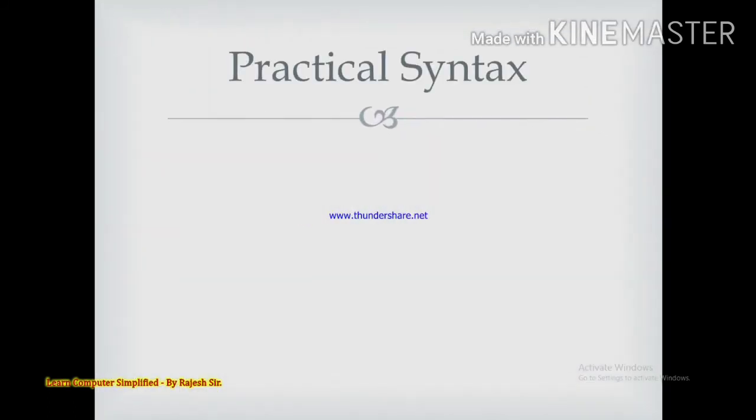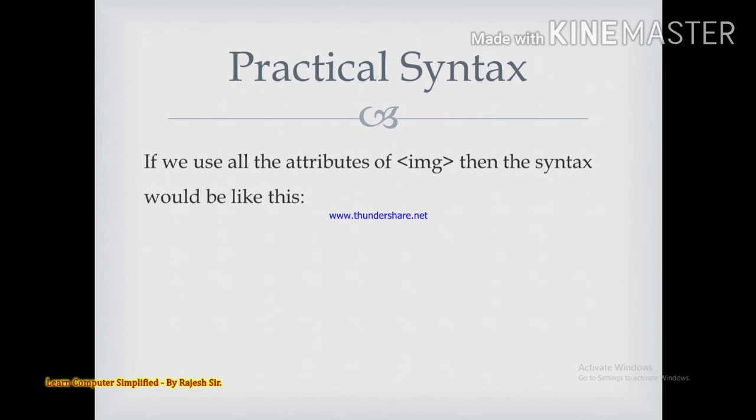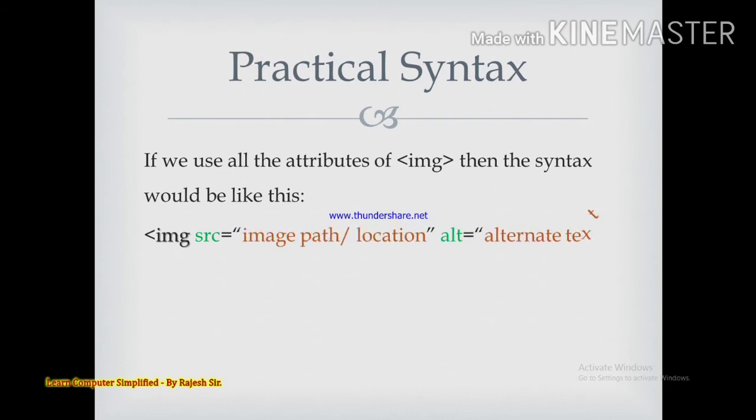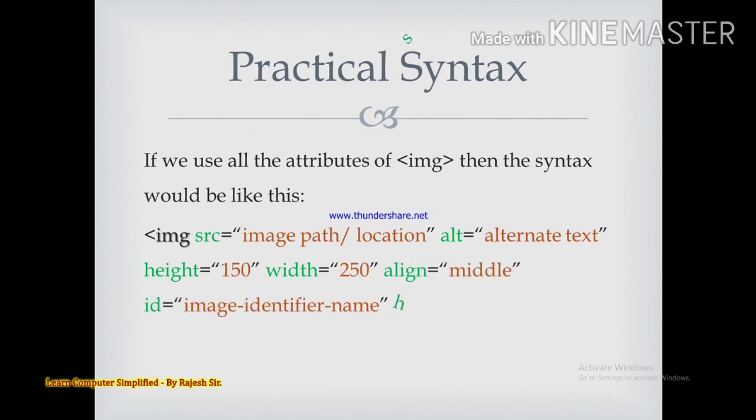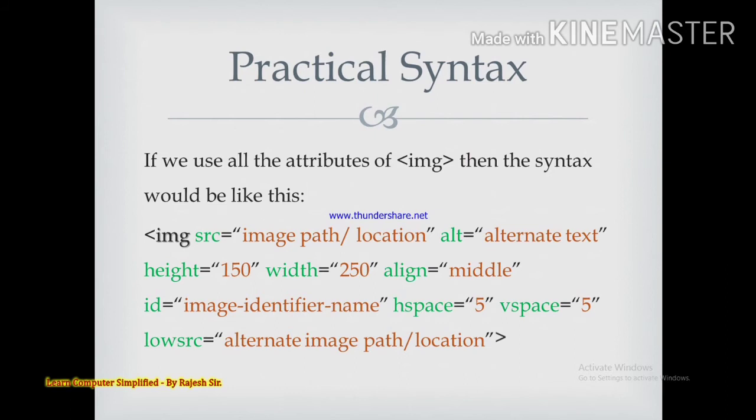Okay, now practical syntax. If we use all the attributes of the img tag, the syntax would be like this: img, then src. In src we are providing the image path or location. Alt, that is alternate text, we are providing in case, for any reason, the image is not displayed; then this alternate text can be displayed there.